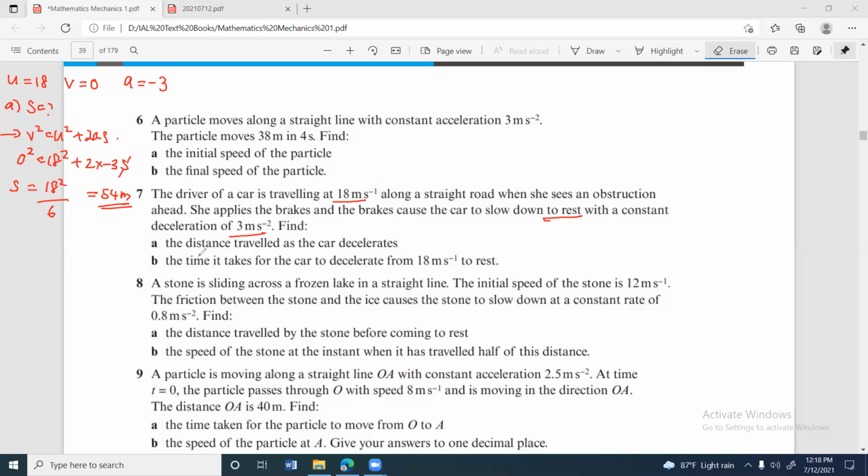Then the time taken by the driver to decelerate from 18 to rest. So I need to find the value for t. V equals U plus at. That's for part B. V is 0, U is 18, a is minus 3, into t. Therefore, t equals 6 seconds. After 6 seconds, the vehicle stops, after moving 54 meters. These are the practical aspects of this question.